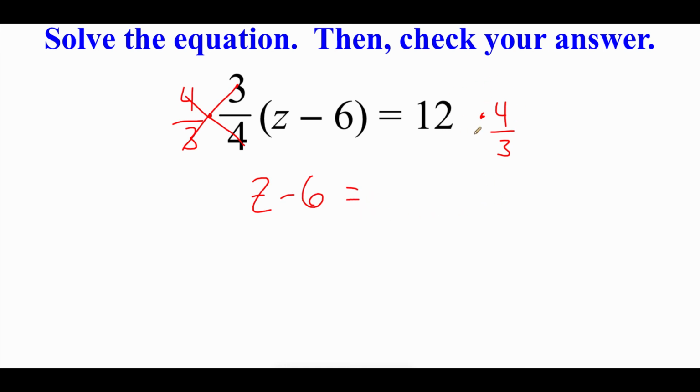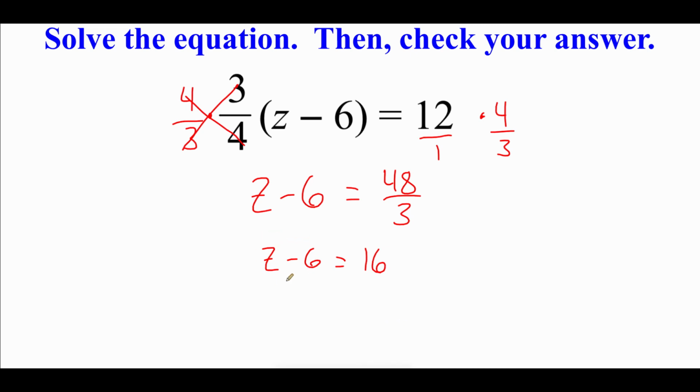Now we still need to do the multiplying on the right-hand side. So I'm going to put that 12 over 1. Now when we take 12 times 4 on the top, that's going to give me 48, and then 1 times 3 on the bottom is going to be 3. Now before we go too far in here, we can actually divide 48 by 3. So I'm not changing the left-hand side right now. That's still z minus 6. But when we do 48 and divide it by 3, we get 16 as our answer.